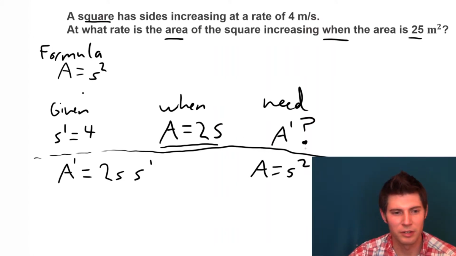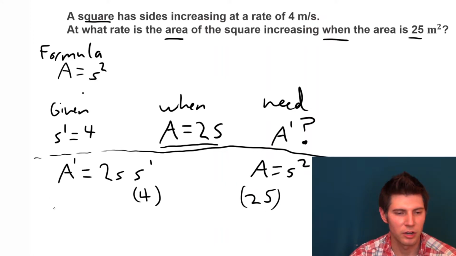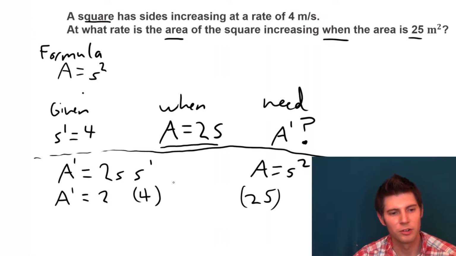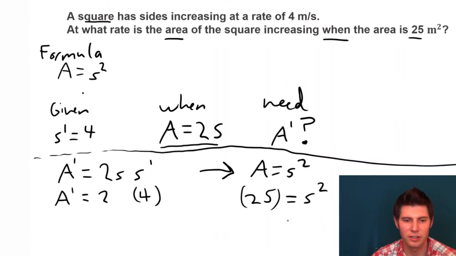So let's fill in everything we do know. This is 4. This is 25. And then this is what we're solving for. And then the 2 we just know. Now notice we don't know the s here, but that's why we needed this equation, because we need this to solve for the s. And when you square root both sides, you get s equals 5. Now we can plug this in here.